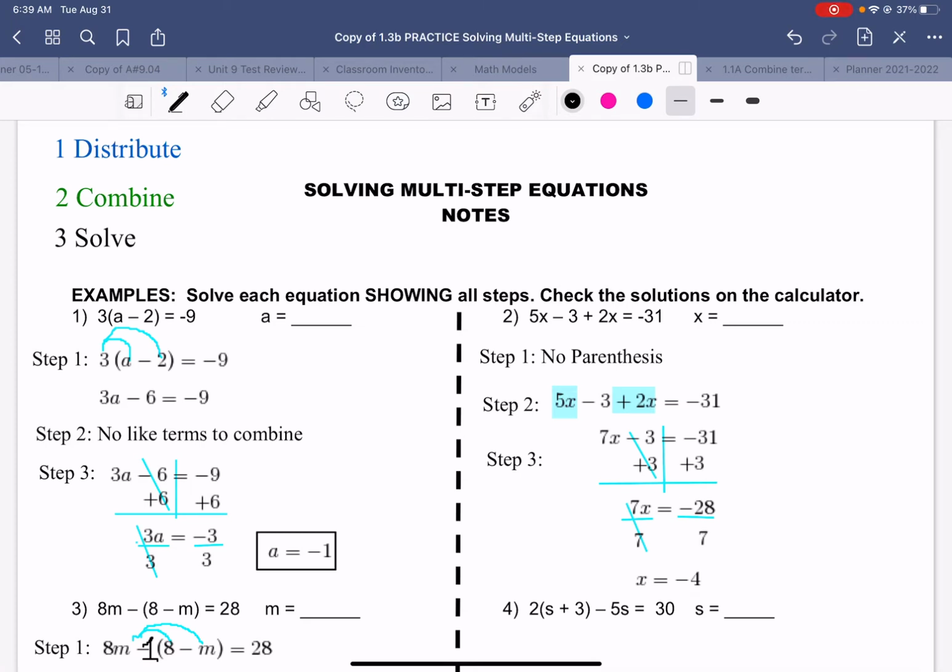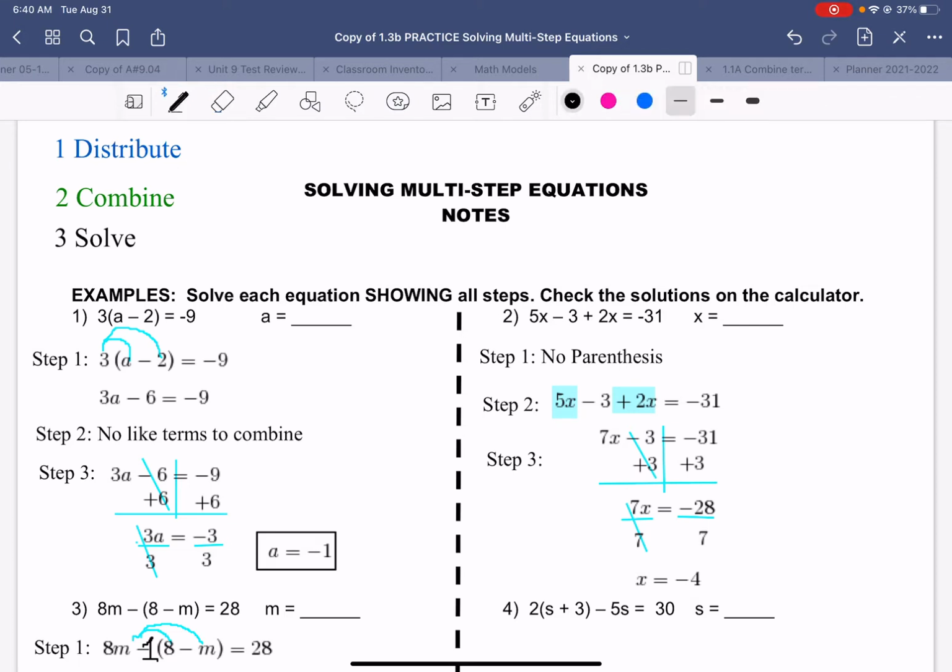All right, the next step into solving linear equations is multi-step equations. So the last two videos we've talked about two-step equations, where we would undo the addition or subtraction to undo the constant, and then we would undo the multiplication or division to undo the coefficient of the variable, okay?